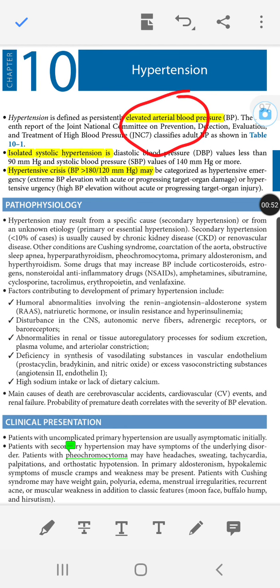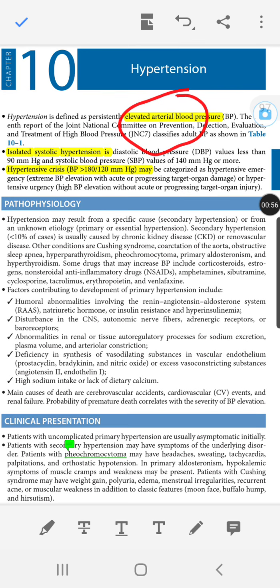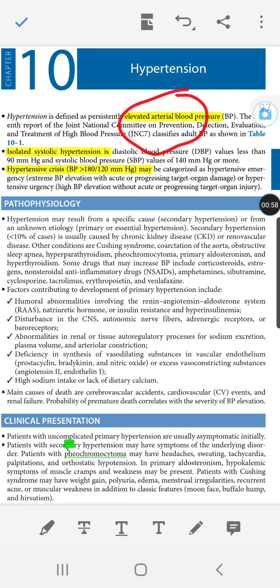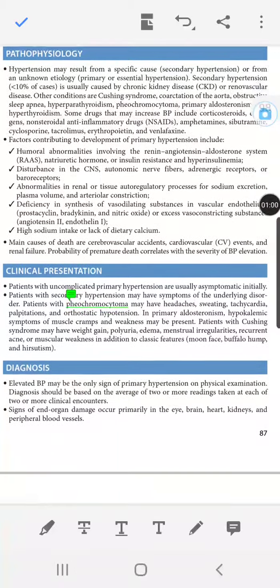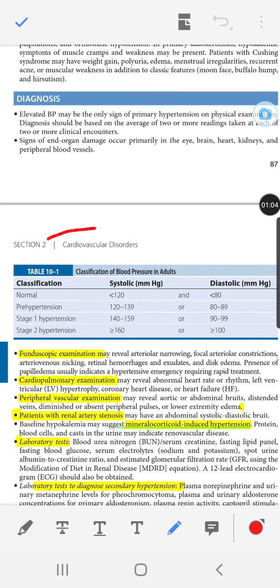which tells us about the classification of hypertension, and we have discussed it in a table. Here the table is this one. You can see here there are 4 classifications of hypertension. Number 1, normal. Number 2, prehypertension. Number 3, stage 1 hypertension. Number 4, stage 2 hypertension.